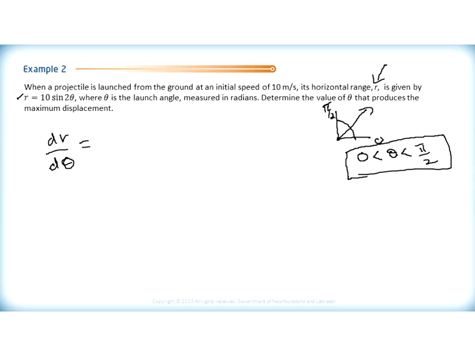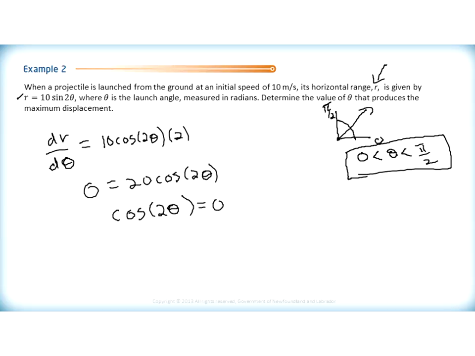So if I differentiate 10 sine of 2 theta, I'm going to have 10 times cosine of 2 theta multiplied by 2. So I get 20 cosine of 2 theta. All right, so for critical values, I'm going to let that equal 0 and find out what's going on here. So dividing by 20 means I'm just solving a simple trig equation, cosine 2 theta equals 0.